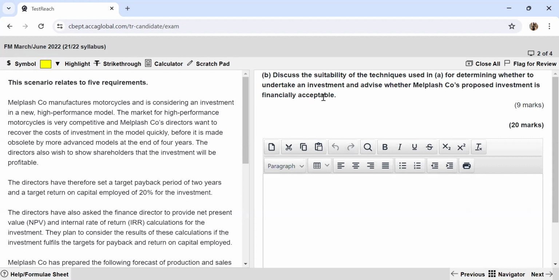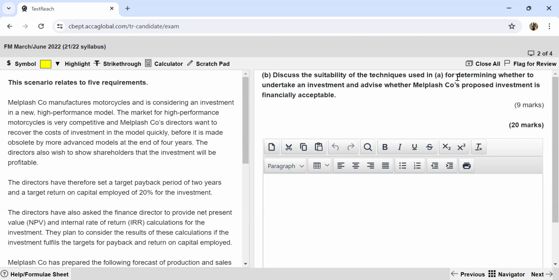Part B wants you to discuss the suitability of the techniques used in Part A for determining whether to undertake an investment, and advise whether Melplash Company's proposed investment is financially acceptable. Now, this part itself is for 9 marks. So, basically, what you've got to do over here is that for all of the methods that you have calculated, you need to talk about them.